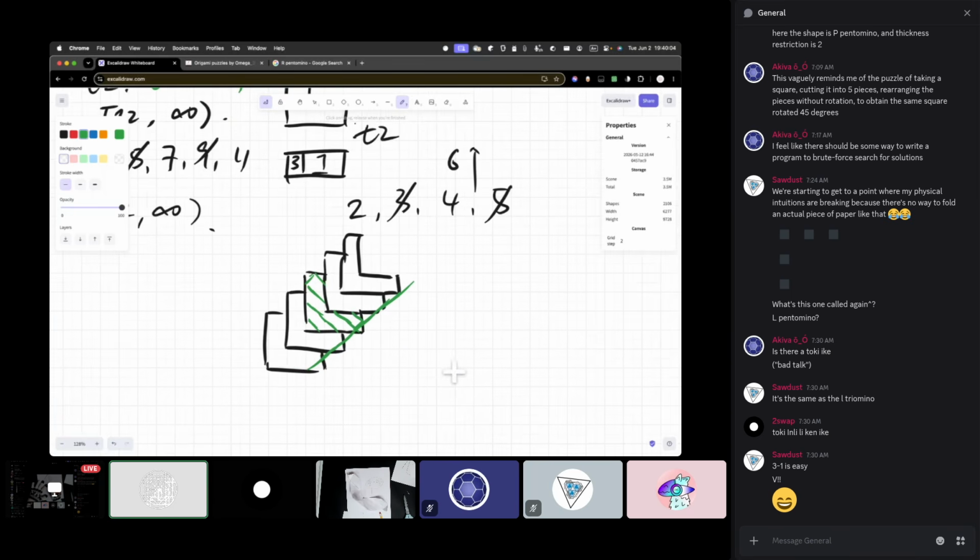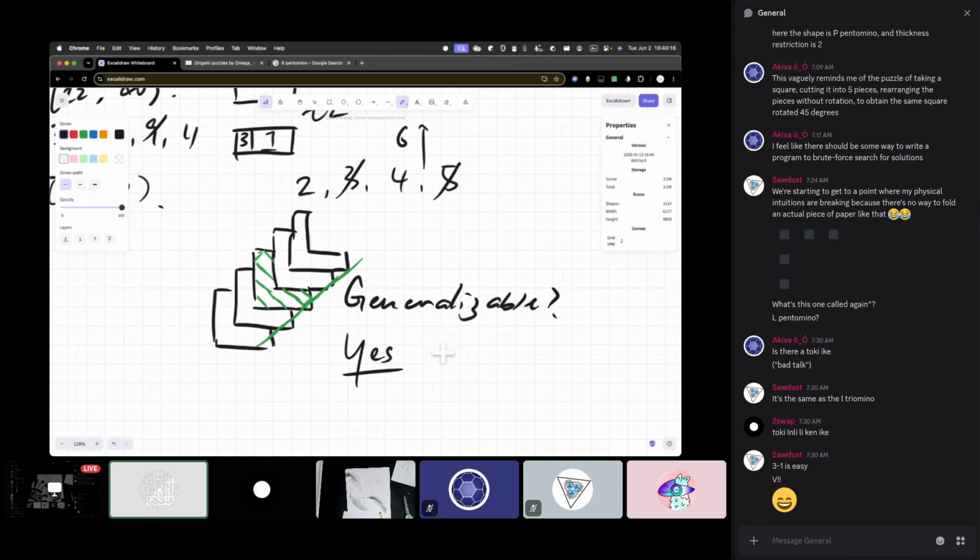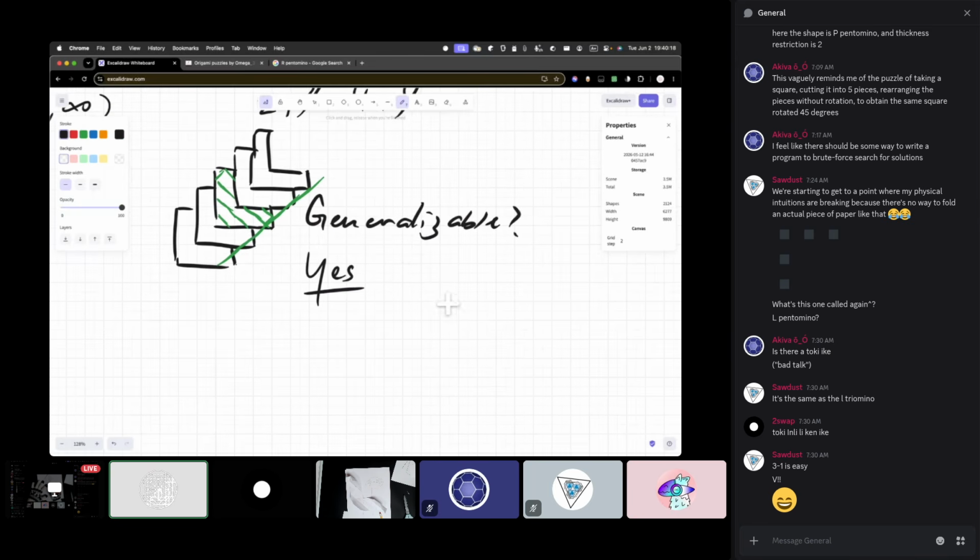And very good question by Jennifer. Is this generalizable? I'm very proud to say yes. This is generalizable to a lot of polyominoes, actually. So I can draw you a seemingly arbitrary polyomino like this, and I can promise you that it will be able to be folded into thickness 2.